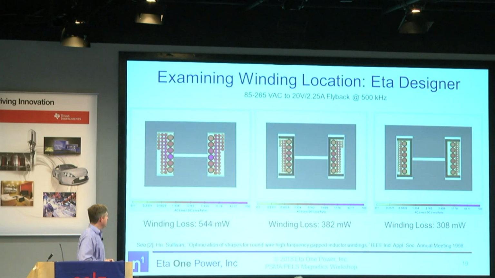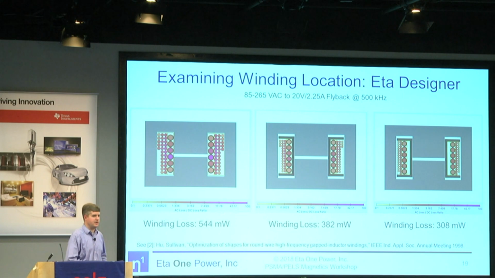All right, we can take a look at another example of fringe field losses. This is ETA-Designer. ETA-Designer will calculate the fringe field and color code your windings based on how much AC loss there is compared with the DC loss. If you do what you do as an undergrad student in power electronics and fill your entire window with copper, you actually get the worst case loss here. It's about half a watt because your copper is so large and so close to the gap.